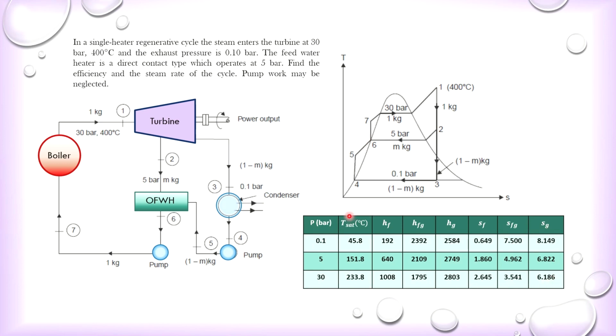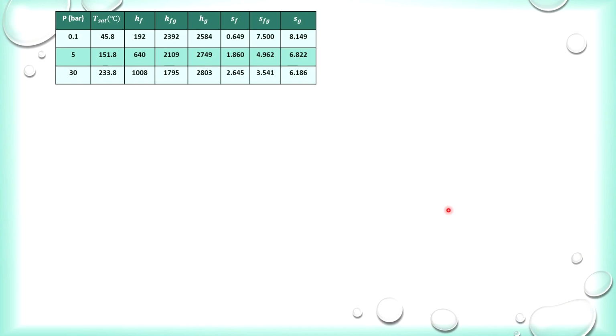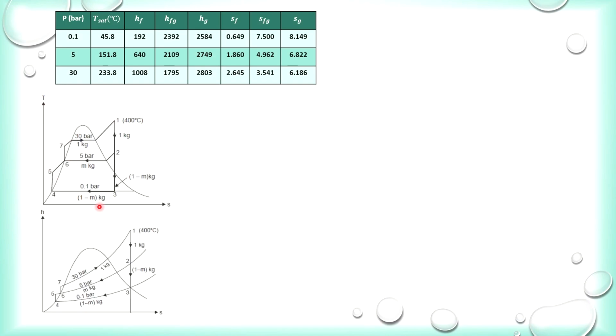table that I've prepared with pressure, saturation temperature, and enthalpies and also entropies of saturated liquid and dry saturated vapor, with pressures of 0.1 bar, 5 bar, and 30 bar. Now all these data are extracted from the property tables. So from here, you can see this is the TS and this would be the HS diagram. From the HS diagram, you can also see that there are three constant pressure lines, that is 30, 5, and 0.1 bar. And here it shows you the isentropic process from 1 to 2, and then from 2 to 3.